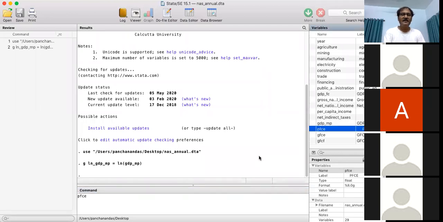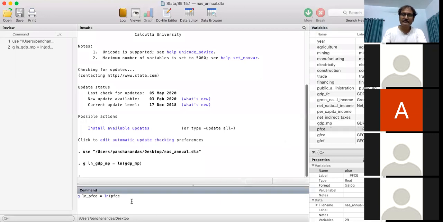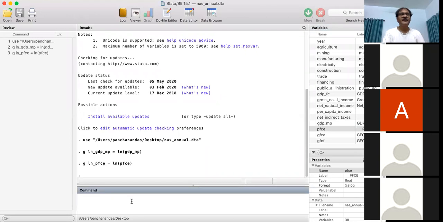Similarly, we are generating another new variable in log form, gen ln_PFCE is equal to ln of private final consumption expenditure. Okay. So we want to use these two variables in log form. One is log of GDP market price, another one log of private final consumption expenditure.